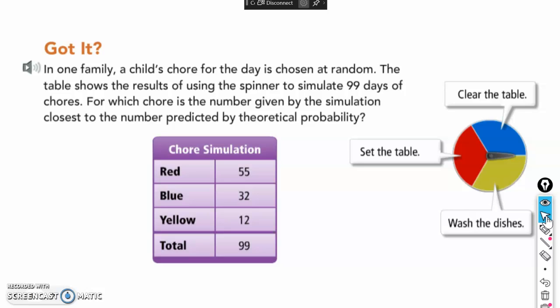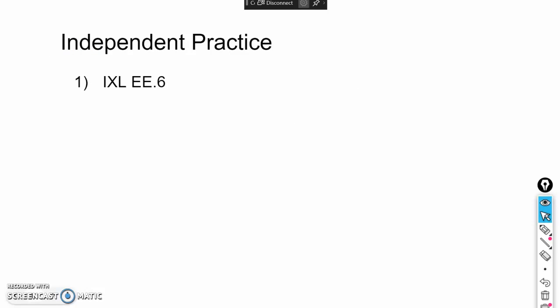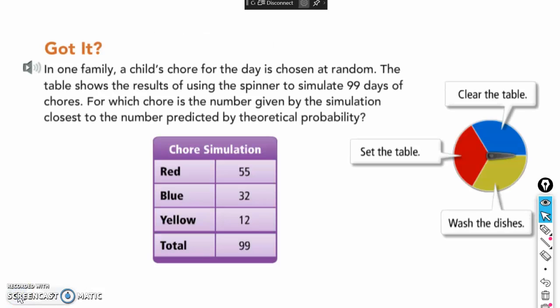Well, if we look at the theoretical probability of the tours, there are 1, 2, 3 tours. If we look at the spinner, we see there are 3 possible tours. Out of those 3 possible tours, there's 1 for clearing the table, 1 for setting the table, and 1 for washing the dishes. So there's a 1 out of 3 probability of clearing the table, 1 out of 3 probability of setting the table, and 1 out of 3 probability of washing the dishes. Now let's look at the experimental probability.